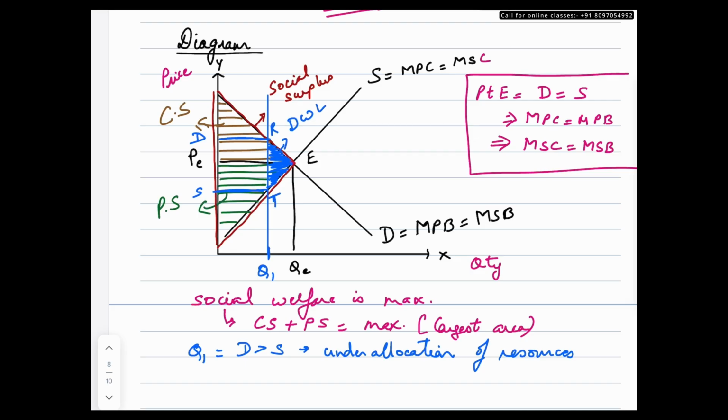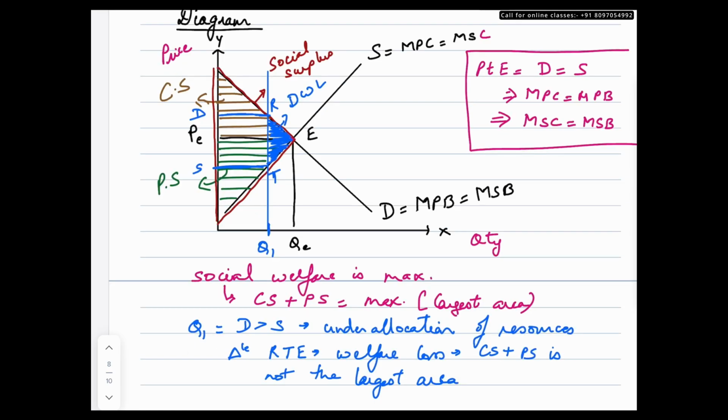Let me name it as RNT. So triangle RTE is the welfare loss. What does it mean? That means consumer surplus plus producer surplus, which is this segment now, is not the largest area, correct?